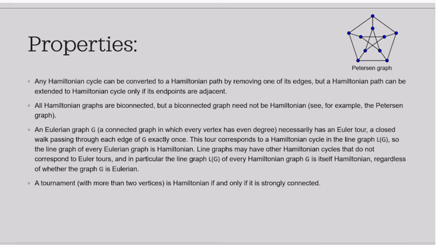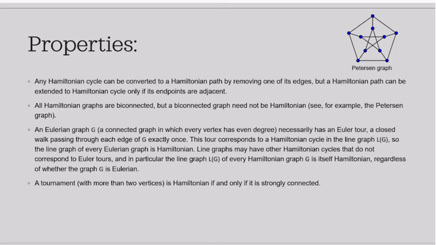Now let's focus on some of the properties. Any Hamiltonian cycle can be converted to a Hamiltonian path by removing one of its edges, but a Hamiltonian path can be extended to a Hamiltonian cycle only if its endpoints are adjacent. All Hamiltonian graphs are biconnected, but a biconnected graph need not be Hamiltonian. See, for example, the Petersen graph shown above.